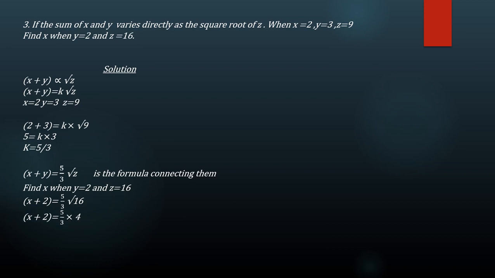So we have it as x plus 2 equals 5 over 3 root 16. Root 16 is 4. We need the positive part of the square root. So we have times 4. So 5 over 3 times 4 over 1 gives me 20 over 3. So x plus 2 equals 20 over 3. Then if I want to collect the like terms, plus 2 will move to the other side to become minus 2. So I have x equals 20 over 3 minus 2. So my final answer here would be 14 over 3 or 4 whole number 2 over 3. As easy as that.